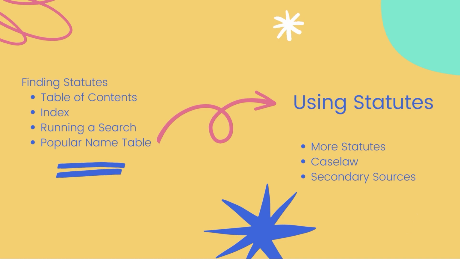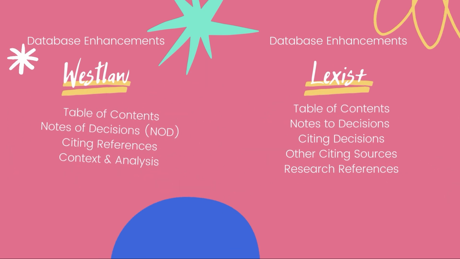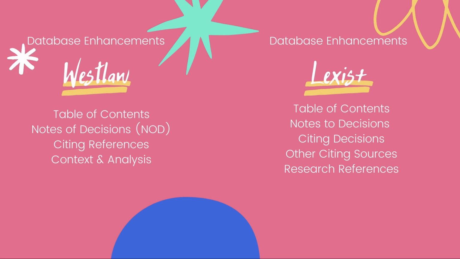We're going to break each of these down in turn, and then we'll practice using these skills in class. This may not mean anything to you at the moment, but the different database enhancements we are going to look at with regards to statutes are the table of contents, yes, again, notes to decisions and notes of decisions, citing references and citing decisions, other citing sources, context and analysis, and research references.